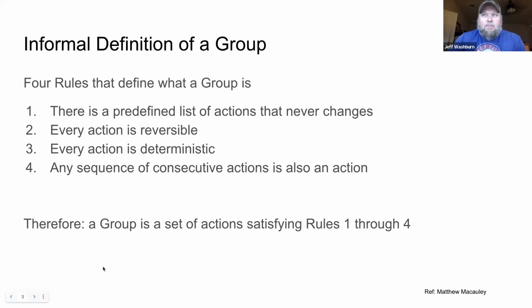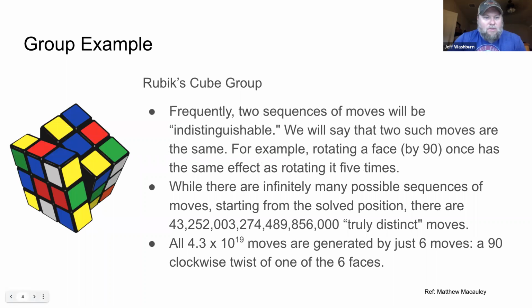A good example of this that we might be familiar with would be the Rubik's Cube. There are two sequences of moves that would be indistinguishable, so let's just say those moves are the same. Rotating the face by 90 degrees four times is the same as rotating it by 0 degrees; you end up back where you started.